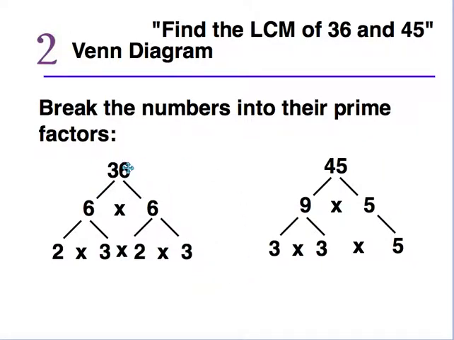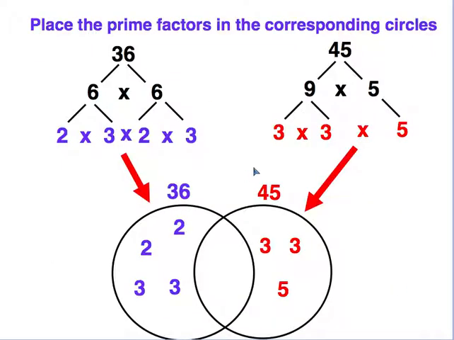So again, you're going to break down both of your numbers into their prime factors. So I have 2, 3, 2, 3, and then over here I have 3, 3, and 5. And what I'm actually going to look for is which ones are in common and which ones are not in common. Okay, so if I take a look, I have 2, a 2, a 3, a 3, a 3, a 3, and a 5. The red represents the 45. The purple represents the 36, and I'm going to just take a look and see which ones I have in common. Well, there's a 3 here. Well, there's 2 3s here and 2 3s here, so they have 2 3s in common.